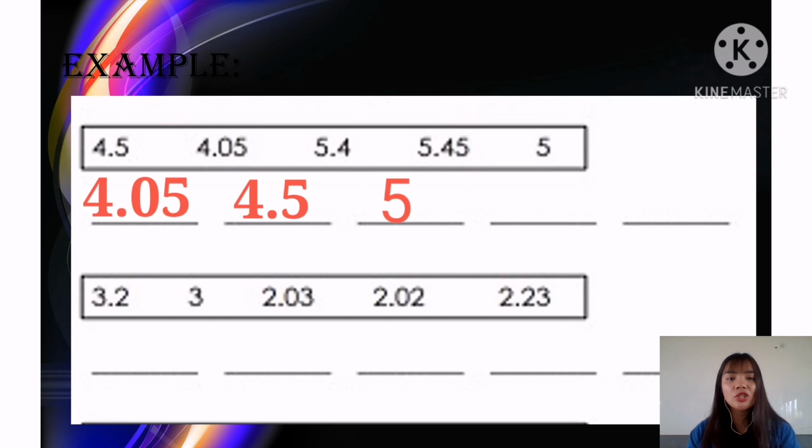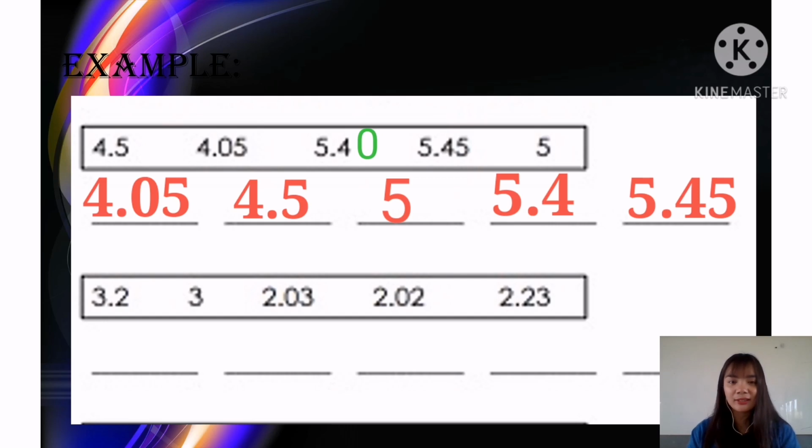Now, which is greater, 5.4 or 5.45? Since we have only 5.4, what are we going to do? We need to add 0 so that it becomes hundredths also. So 5.40 is less than 5.45. Our fourth number is 5.4. Then last, the highest number, is 5.45.